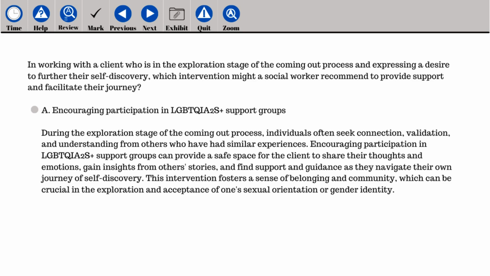Encouraging participation in LGBTQIA2S+ support groups can provide a safe space for the client to share their thoughts and emotions, gain insights from others' stories, and find support and guidance as they navigate their own journey of self-discovery. This intervention fosters a sense of belonging and community, which can be crucial in the exploration and acceptance of one's sexual orientation or gender identity.